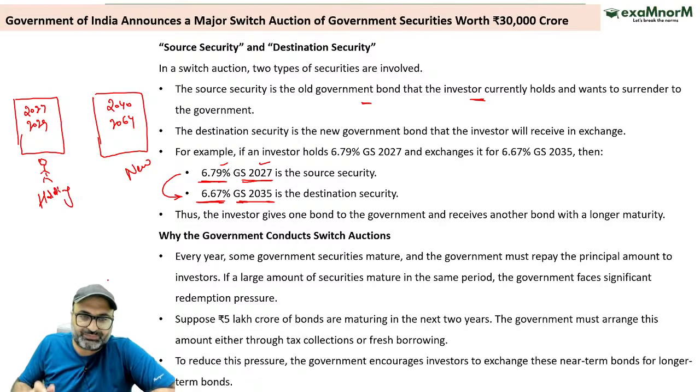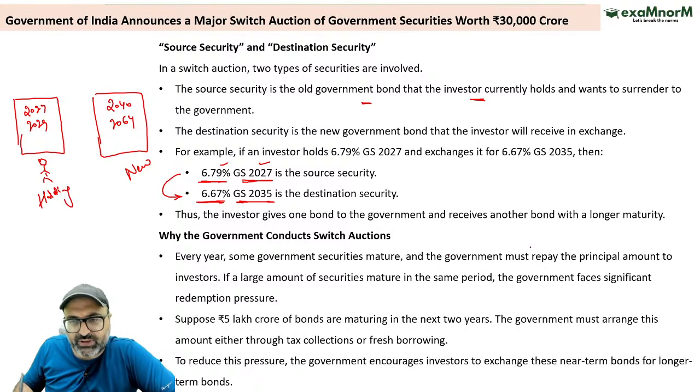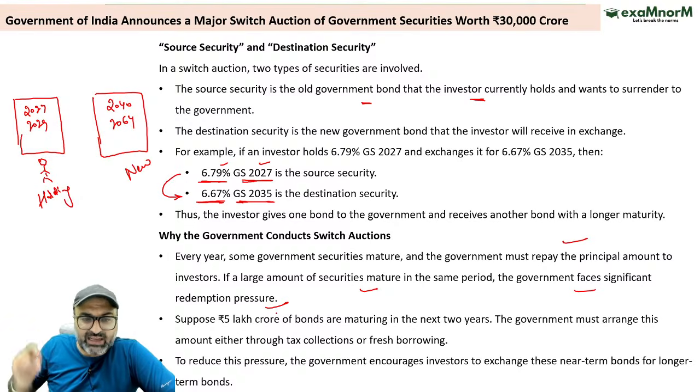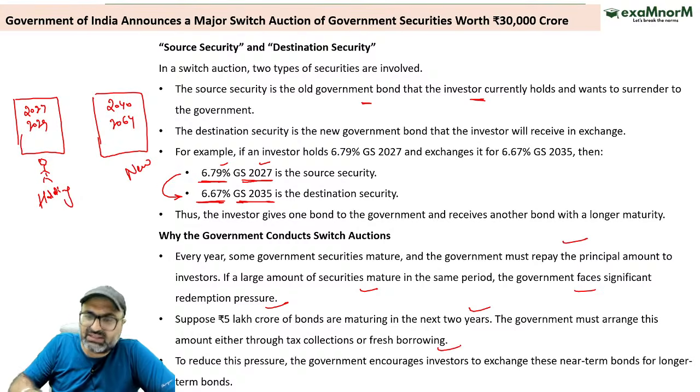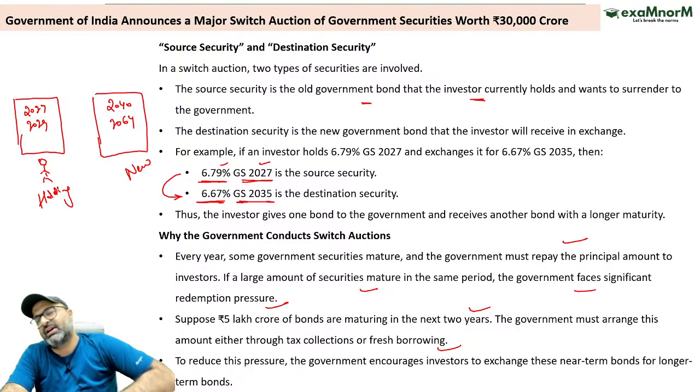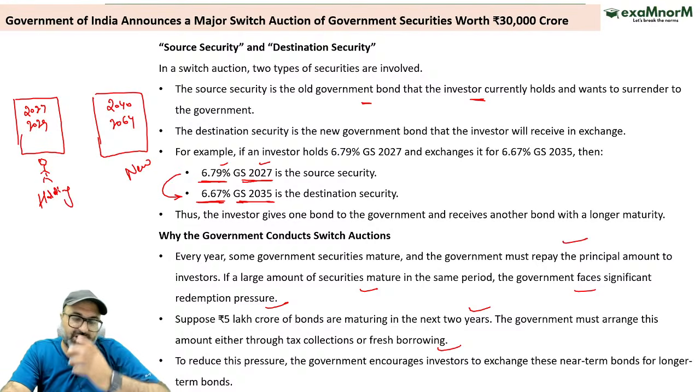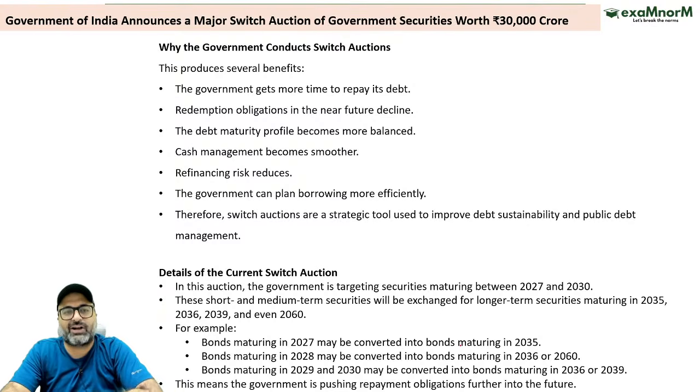It's your choice. Why does government do this? Every year, some government securities mature and government repays the principal amount. If a large amount of securities mature in the same period, the government faces significant redemption pressure. For example, 5 lakh crore bonds are maturing in the next 2 years. The government must arrange the amount through tax collection or fresh borrowing. So in order to avoid this pressure, government can go with this particular format of switching.